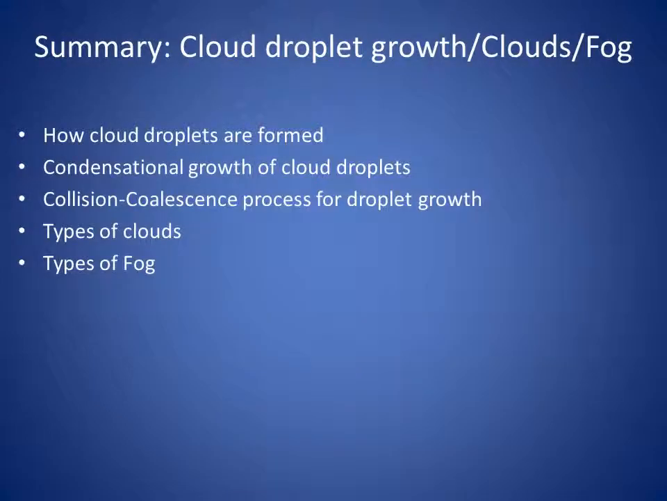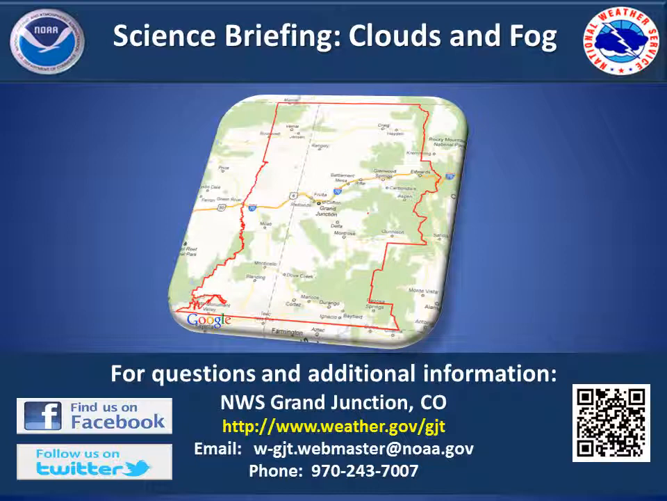So in summary, we discussed how cloud droplets are formed, the condensational growth of cloud droplets, the collision coalescence process for droplet growth, types of clouds, and we also took a look at the types of fog. That concludes our science briefing on clouds and fog.